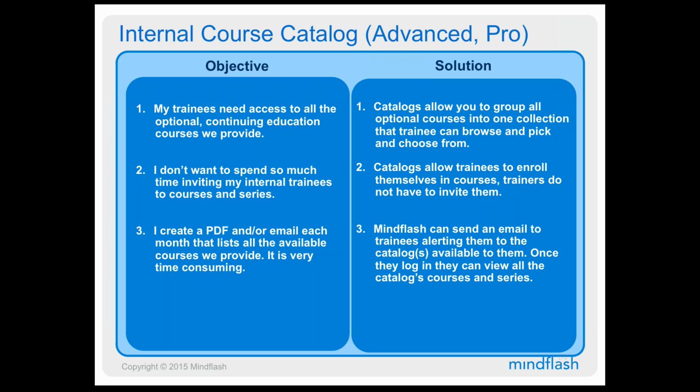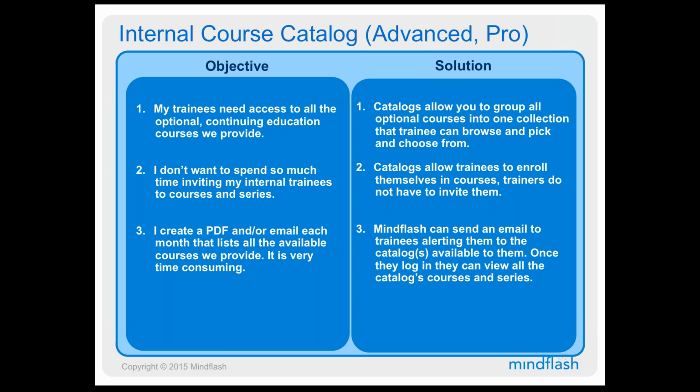So no longer do trainers need to externally email trainees informing them that a catalog exists. Instead, trainers can create the catalog, decide which trainees it shows up for, and then use Mindflash to notify the trainees that the catalog is available to them.